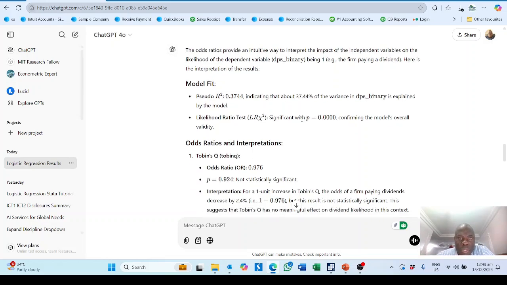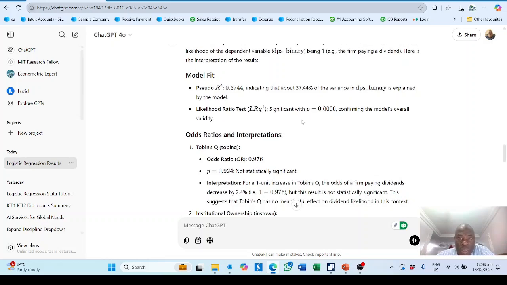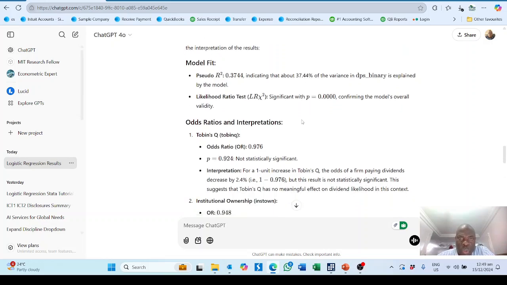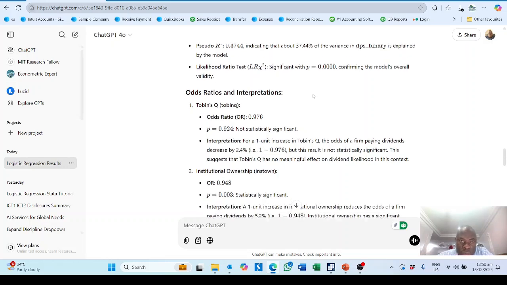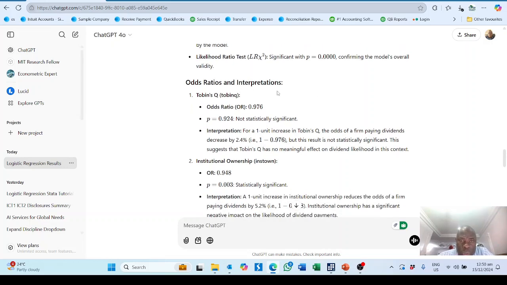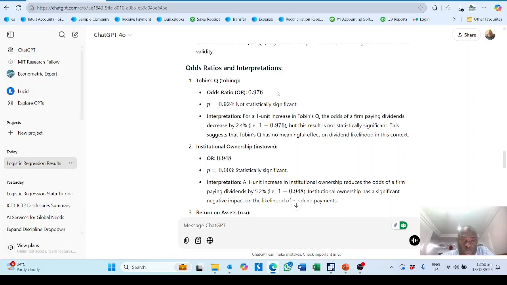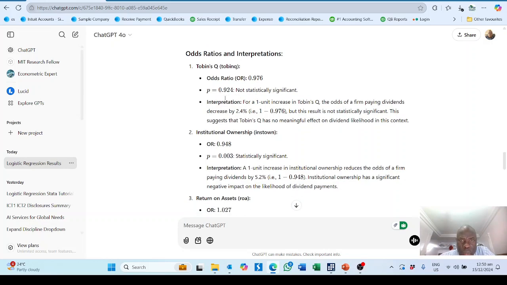Here is the interpretation of the results. That's the pseudo R square, which we have already interpreted earlier, and the likelihood ratio, which is highly significant, confirming that the model as a whole is valid. The odds ratios and interpretation. For Tobin's Q, the odds ratio is 0.976, but the p-value is not significant.